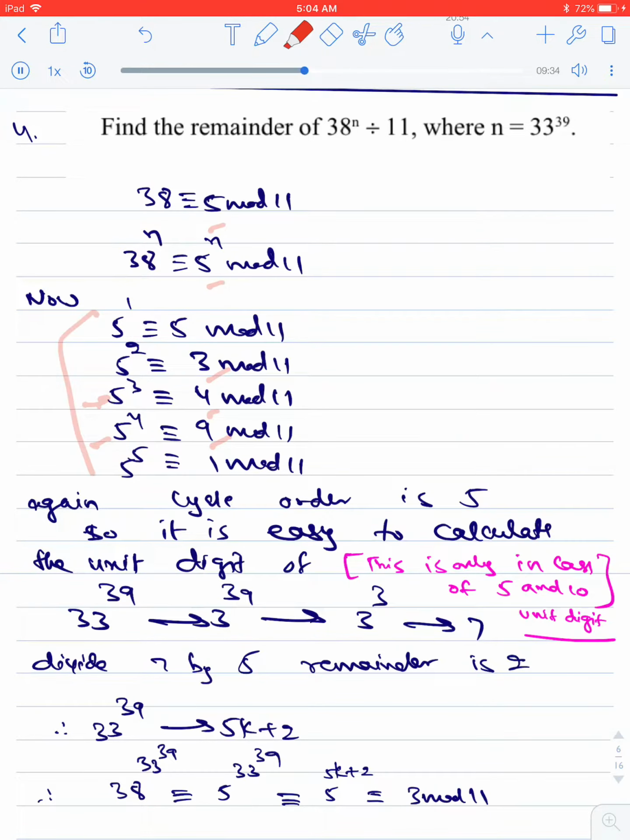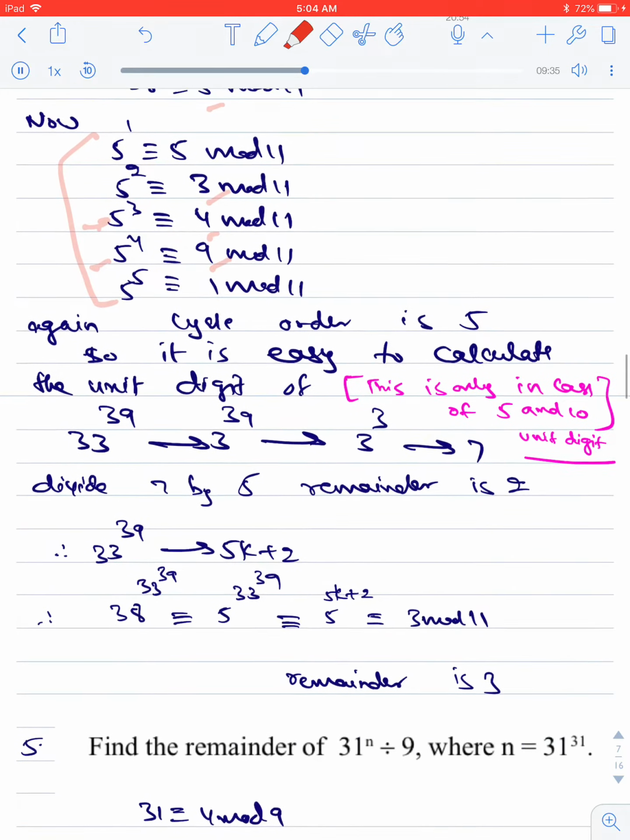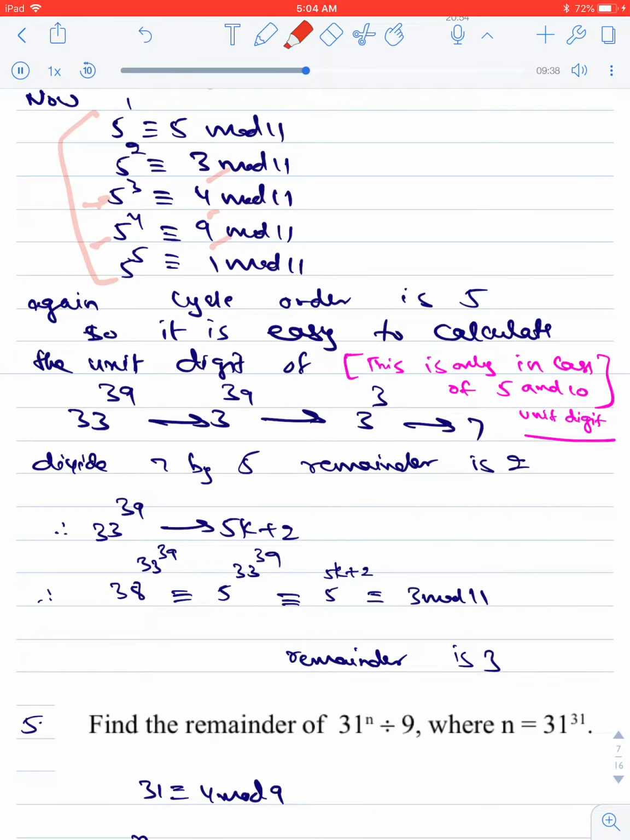Again cycle order is 5. That is after 5 they are repeating. So it is easy to calculate the unit digit. But keep this in mind. This is true only in case of 5 and 10. That is, if we get the cycle order of 5 or 10, then only we can take the unit digit. Otherwise, we have to do the previous method.